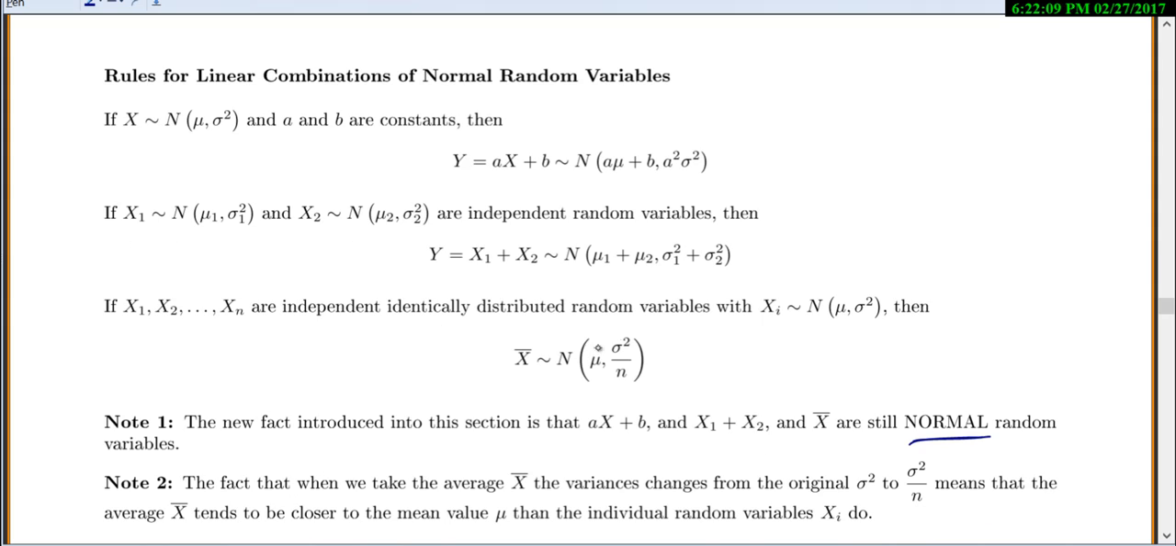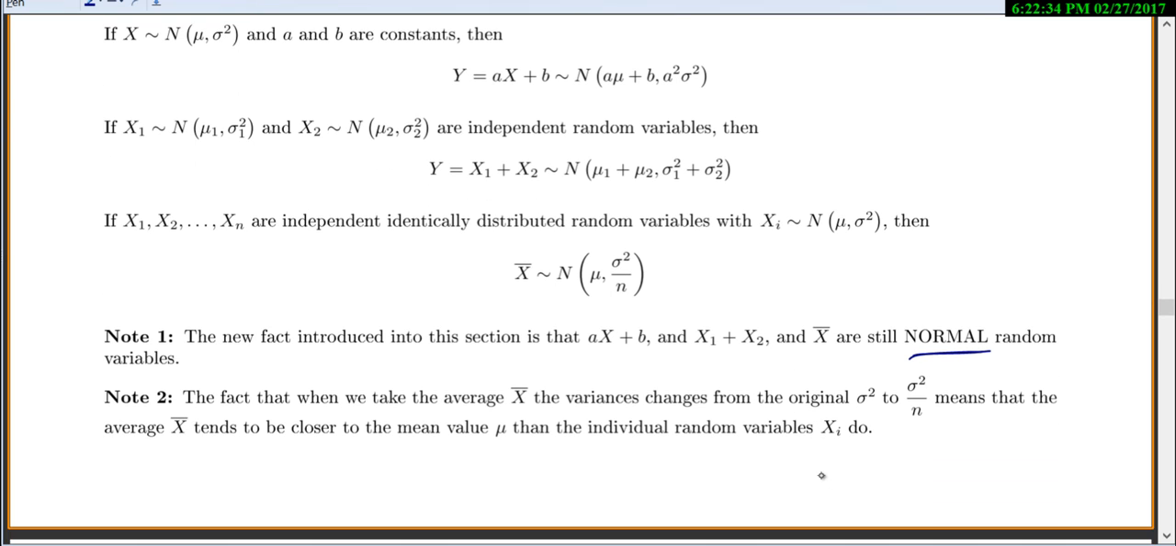Also, notice here when you take the average that your variance is now sigma squared over n on the average. Okay, and what that means, since our variance changes from our sigma squared to sigma squared over n, that means your variance is getting smaller. And what that means is that our average x bar tends to be closer to the actual mean value mu than individual random variables xi do. And we'll actually look at some things that kind of show us that later on.